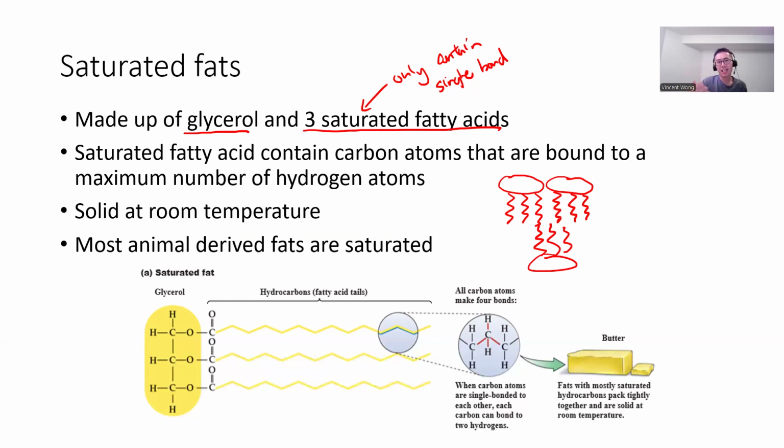And the reason why it is relatively unhealthy compared to unsaturated fat is that they tend to pack closely inside the body as well. So if you have a lot of saturated fat in your diet, then they might start to clot your arteries, and that's not a good thing. Most animal-derived fats are saturated. If you think about butter, lard, bacon grease, all those things are saturated fat, and we should consume them in moderation.